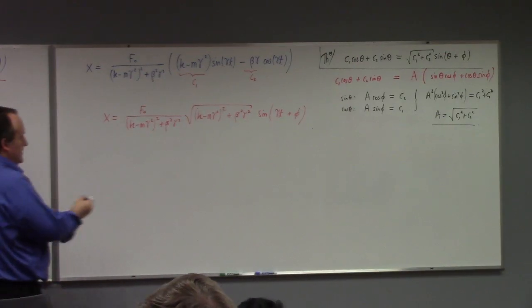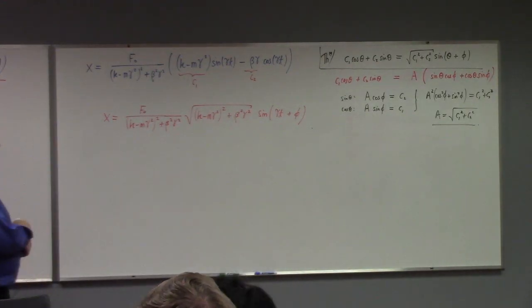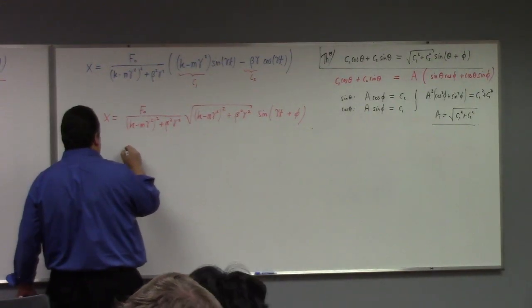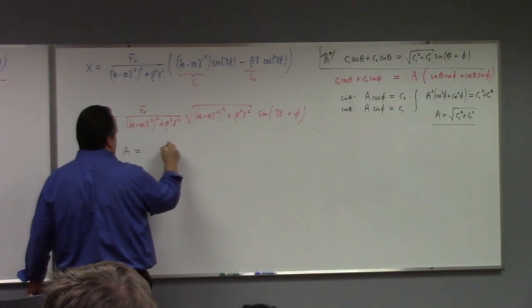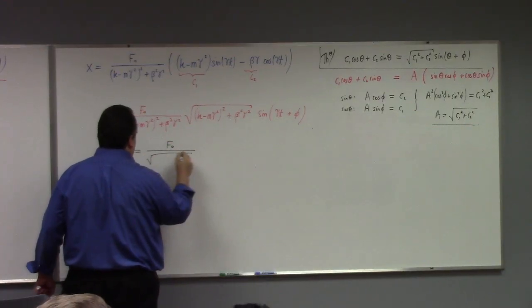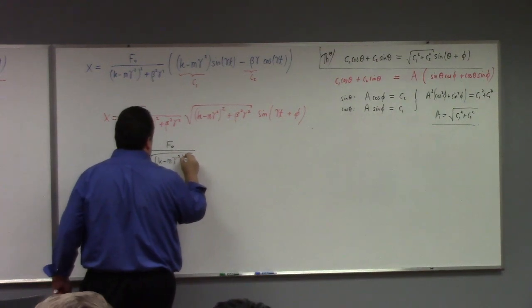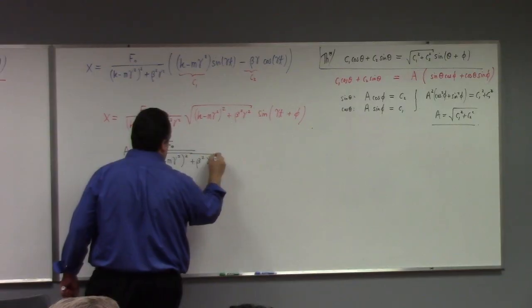So lo and behold, I think that simplifies, right? Because of the denominator, we find the amplitude is just equal to f naught divided by the square root of k minus m gamma squared, squared plus beta squared gamma squared. Now, does that answer the question?